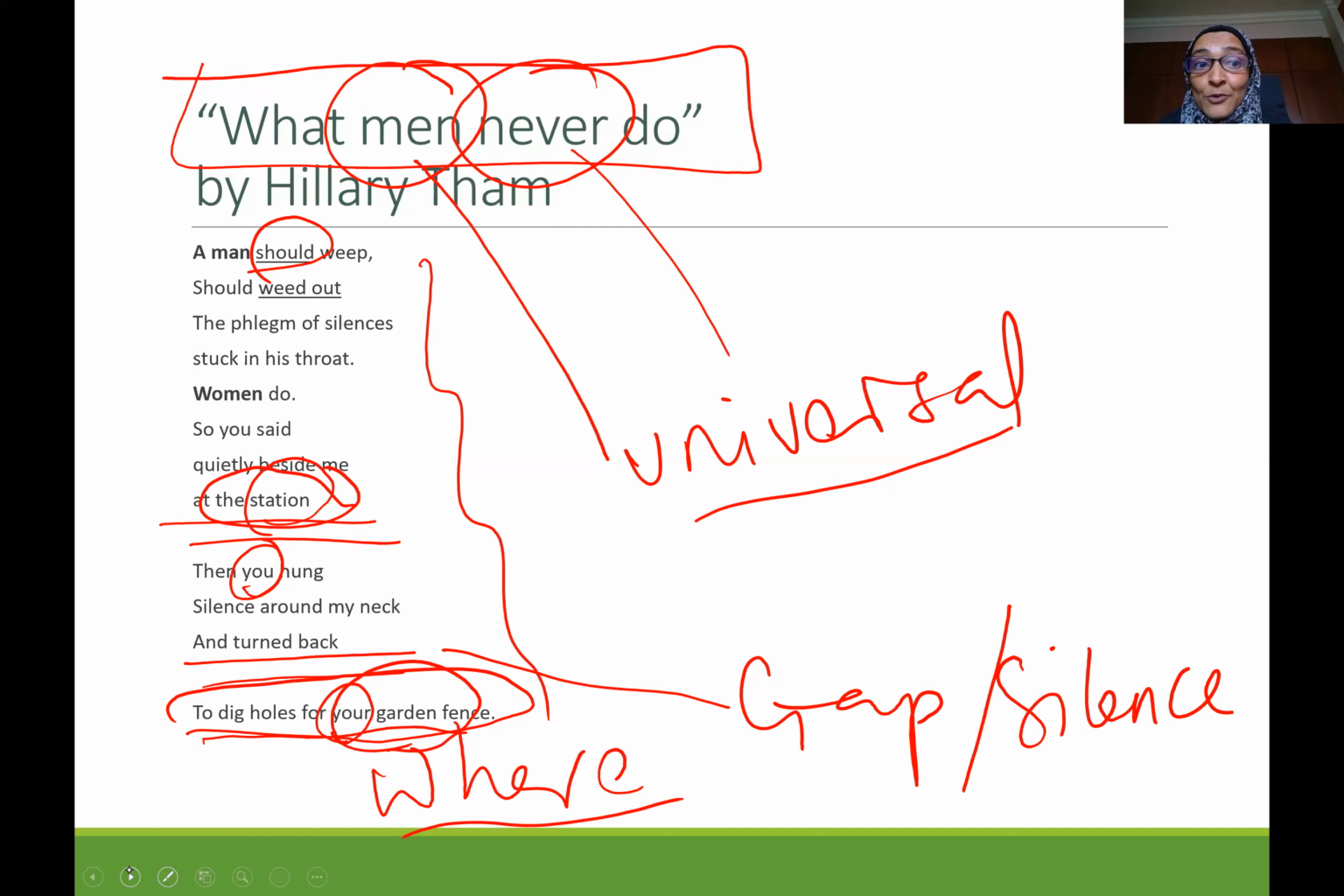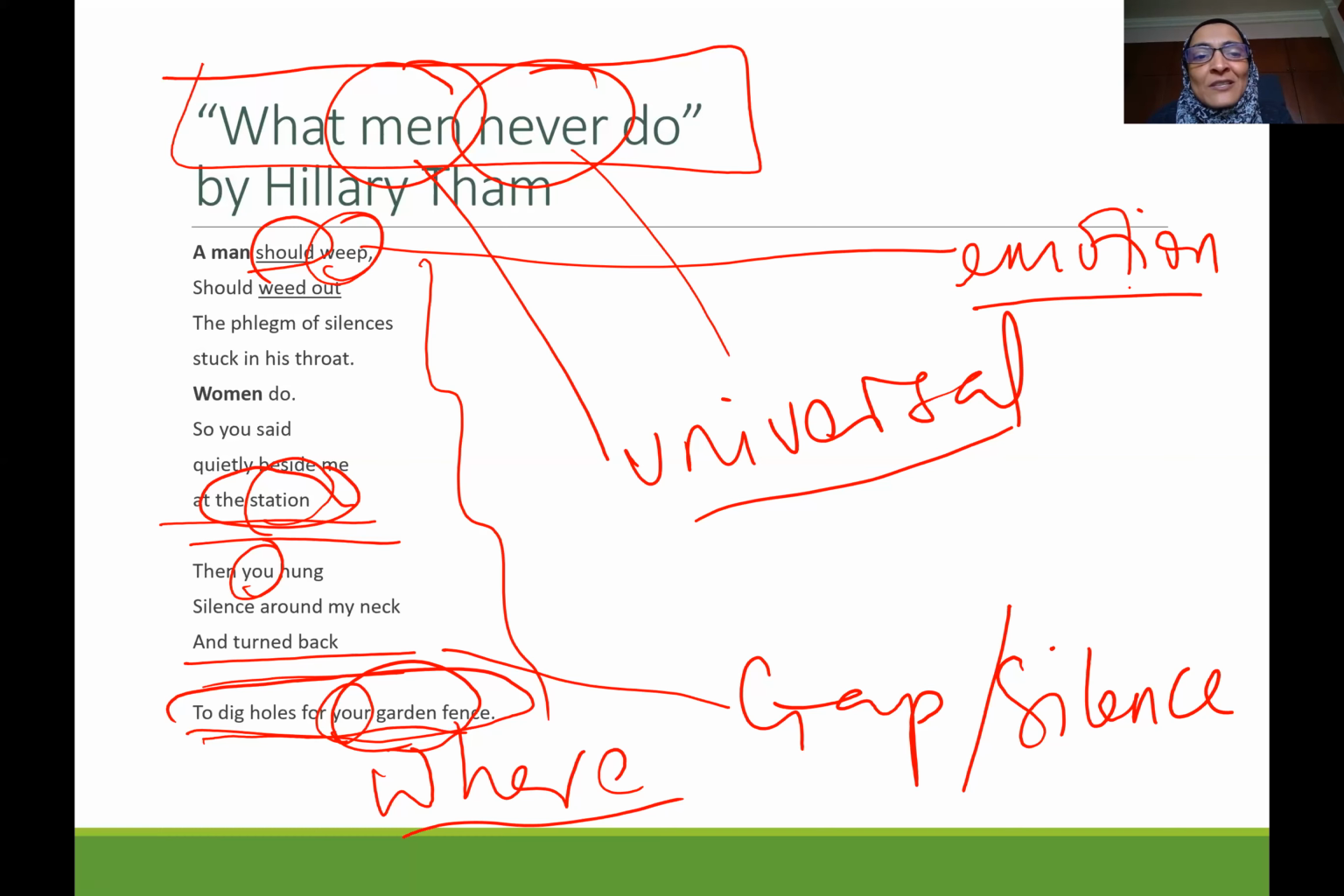So men should weep, should weed out the phlegm. Phlegm is the mucus that comes out from your throat area when you've got a sore throat or whatever. So the phlegm of silences stuck in his throat is a metaphoric statement. The persona is suggesting that men are not weeping enough. To weep is not just to cry, but it is also an expression of emotion. When you are able to express your emotion, you are able to shed tears. You're able to be more vulnerable, to show your emotional side.